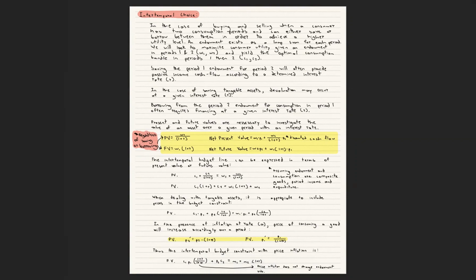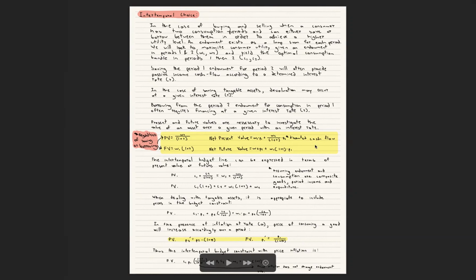Present and future values are necessary to investigate the value of an asset over a given period with a given interest rate. So regardless of saving or borrowing, your present value is going to be equal to your W2 divided by 1 plus R. Future value is going to be W1 times 1 plus R. If you've taken any finance course, the concept of present and future value is going to be very trivial to you. And if you have not, it's something you should get used to. It's something we'll see all the time, especially if you're doing the joint honors economics and finance program.